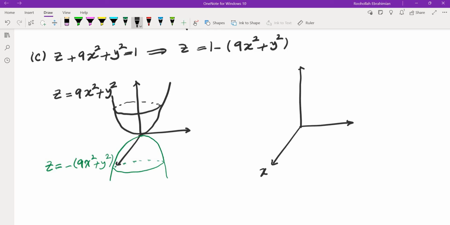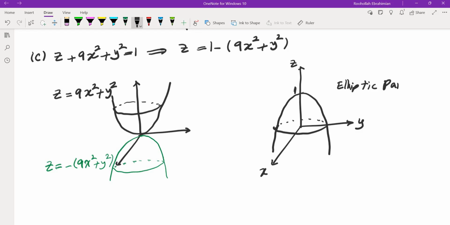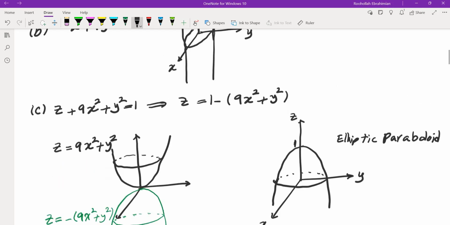So this is the x-axis, y-axis, and z-axis. It would be a paraboloid, but the vertex is not the origin. The vertex is z equals 1. (0, 0, 1) is the vertex. So this is an elliptic paraboloid, or simply a paraboloid.